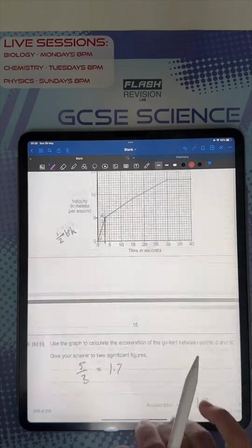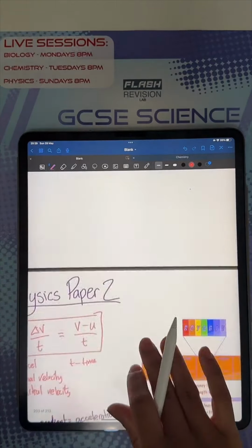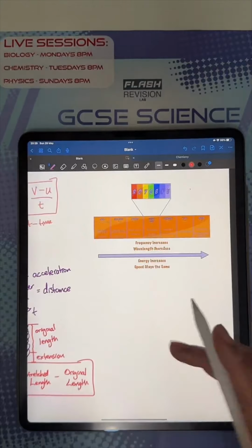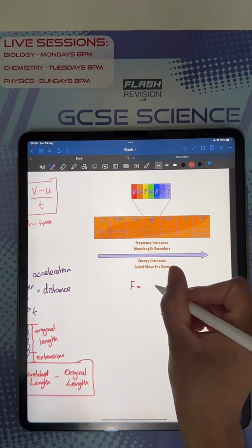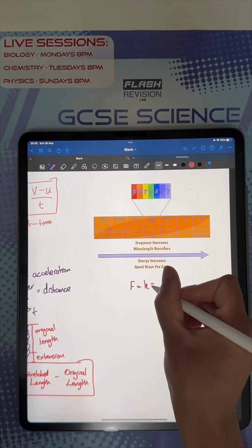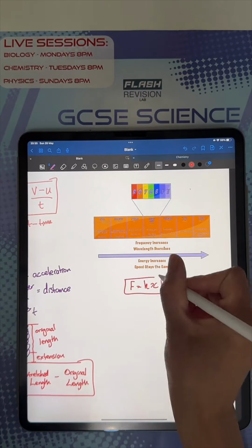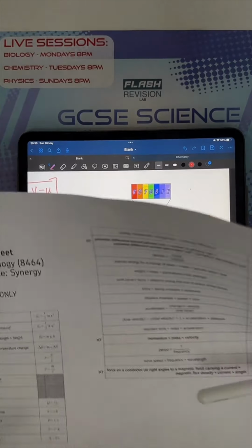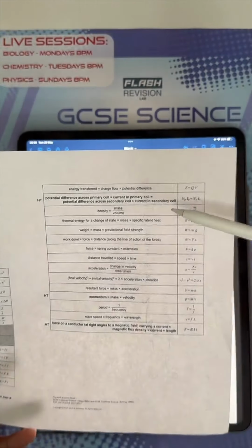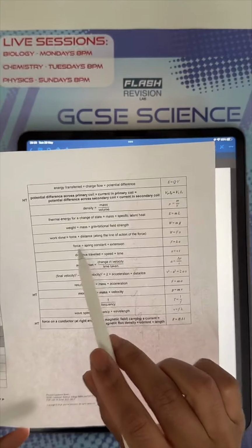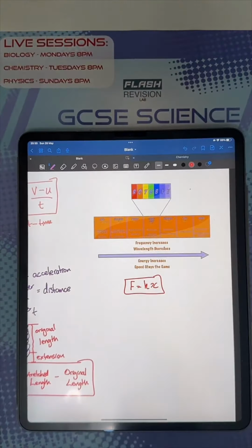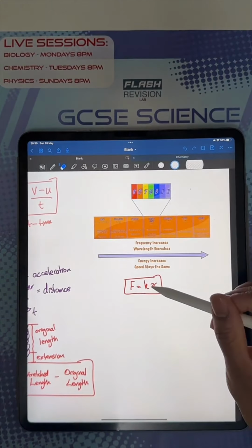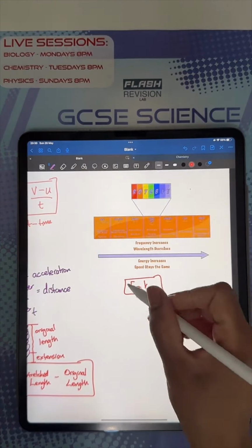Whenever you have a graph on springs, the equation for springs is force is equal to spring constant times extension. We've got it here. Force equals spring constant times extension. F equals kE. Let me change that to an E because that's how it's written.